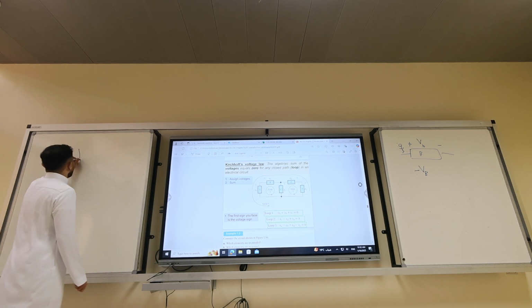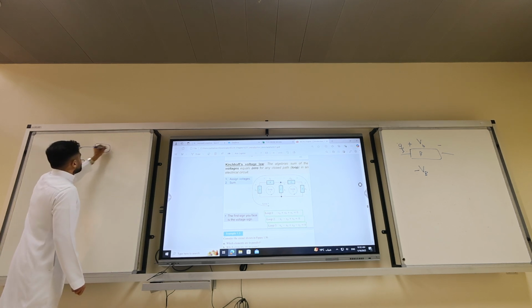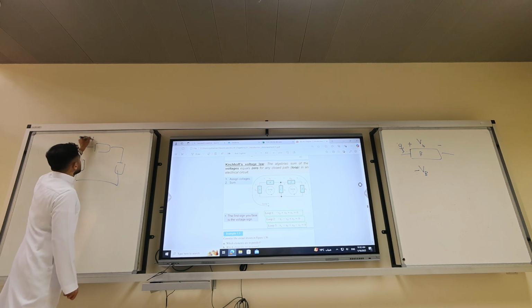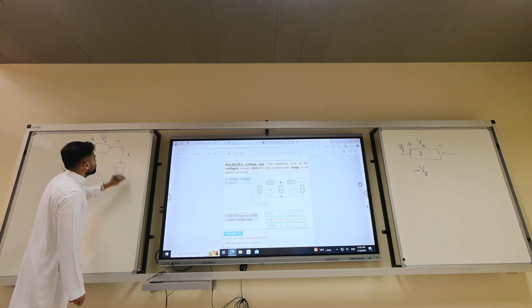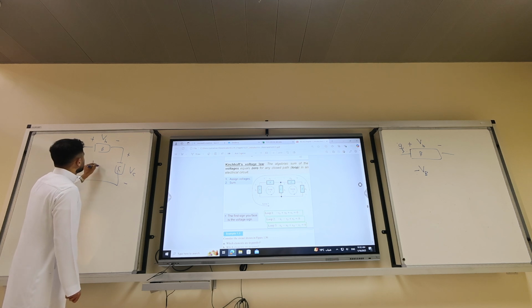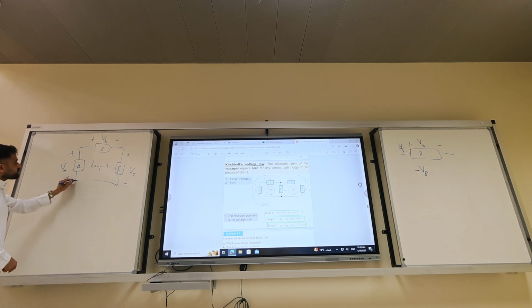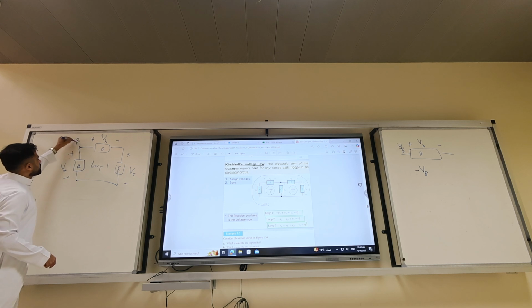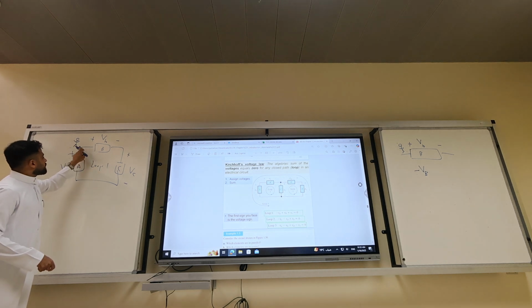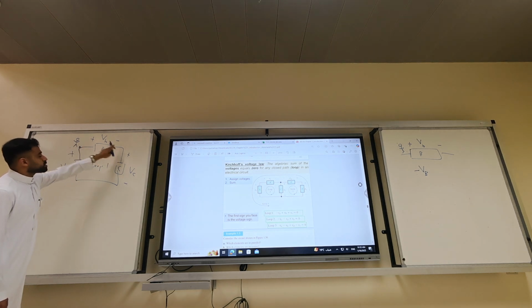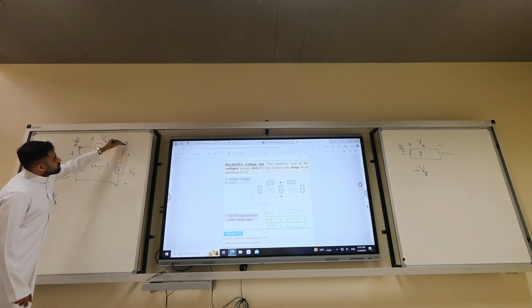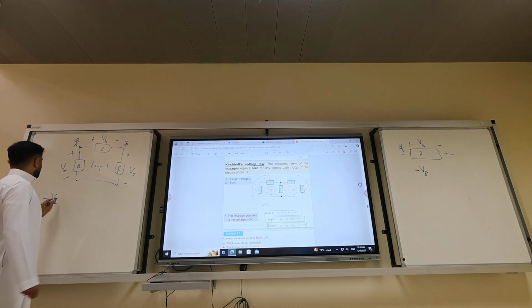So let's take loop 1: A, B, and C. This is plus minus VA, plus minus VB. This is given to you. In loop 1, let's start from here, okay? So this is me. I'm walking here. First I walk across element B. Is it a voltage rise or voltage drop? So minus VB. I am now here. I'm going down. Drop. Minus VC.